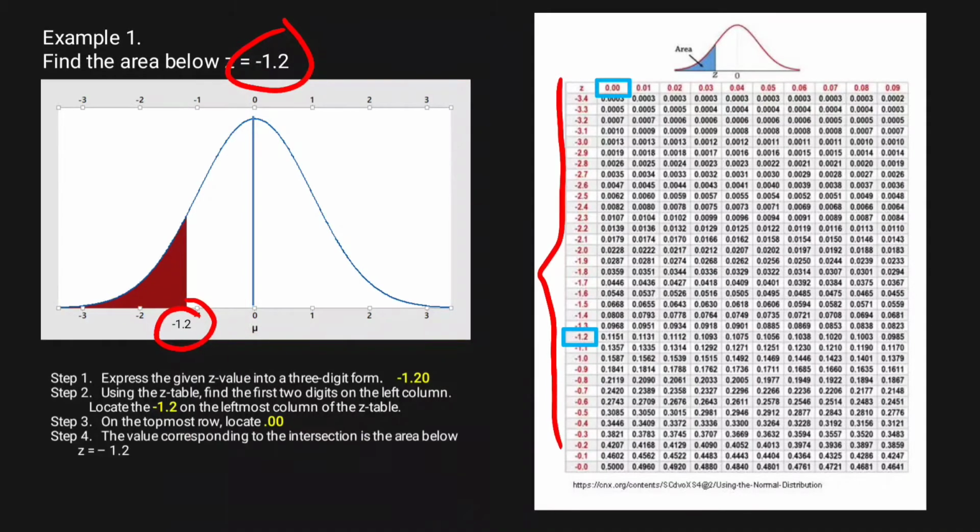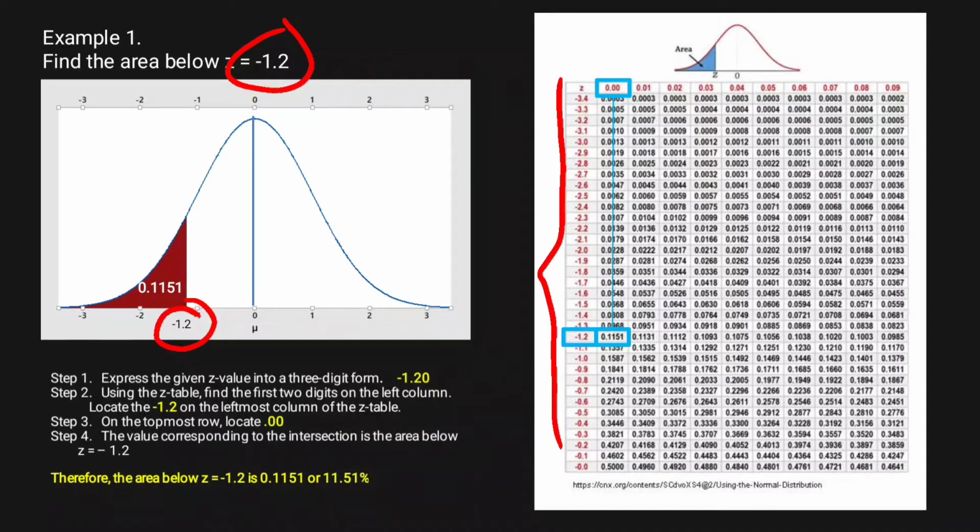So next step, the value corresponding to the intersection is the area below z equals negative 1.2. So kunin natin yung intersection nung left and topmost row tsaka column. So intersection nila, ayun. So yung area natin is 0.1151. Therefore, itong area na ito, yung shaded part, is 0.1151. So yun na yung ating area. So therefore, the area below z equals negative 1.2 is 0.1151.